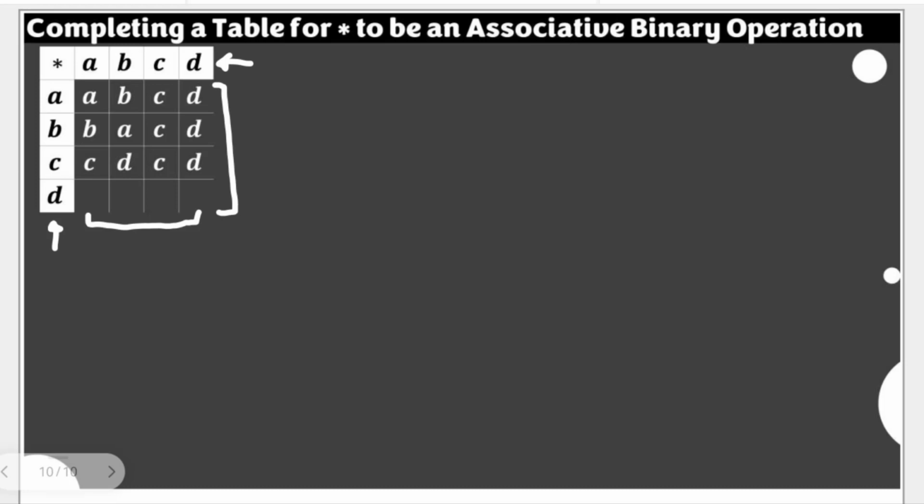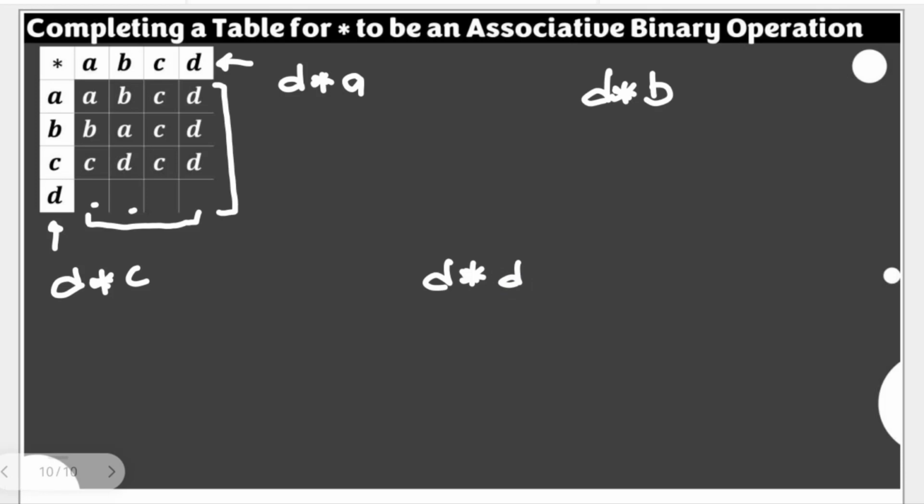Now, to consider associativity, we are going to look at the row we're looking for: the results for D star A, D star B, D star C, and D star D as well. However, take note that we don't know the result, because we cannot use the commutative property here and just say that this is also equal to A star D, since there's no claim that the star here is already commutative.